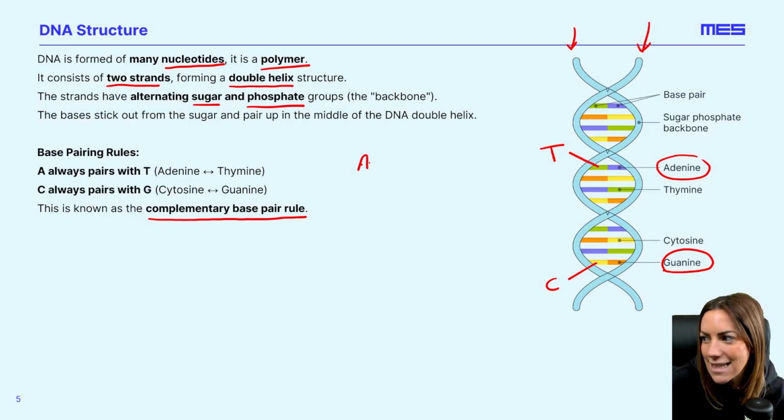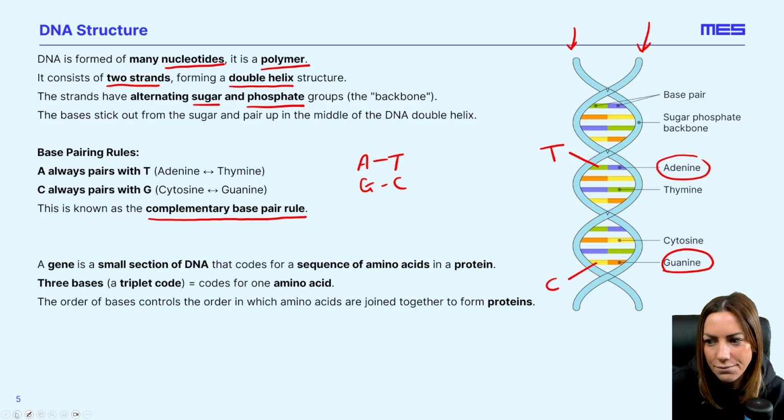Basically, A and T are complementary in shape, so they bind together, and G and C are complementary in shape, so they bind together. Now, there are ways to remember this. Some students remember that the straight letters pair together and the curly or curvy letters pair together, but you do need to know that complementary base pair rule.